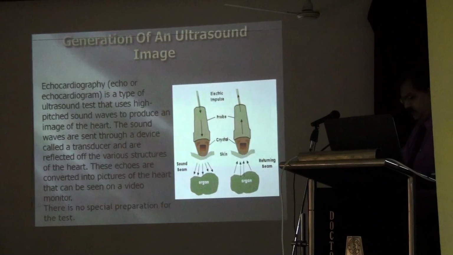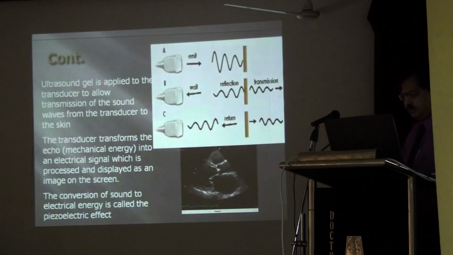Basically, echocardiography is a type of ultrasound that uses high-pitched sound to produce an image of the heart, and the sound is sent through a device called a transducer. This transducer has various parts, like crystals and a probe, and the impulse generated gives the ultrasound through piezoelectric crystals. There is an interaction between the crystals and the skin, for which we apply jelly. Then the sound wave hits the organ, comes back and is reflected into the image. So when we apply the gel, the sound reflects off the various structures, returns and gives the pictures like this.